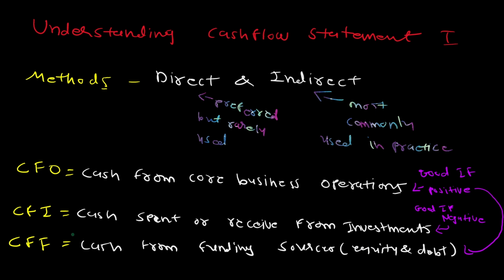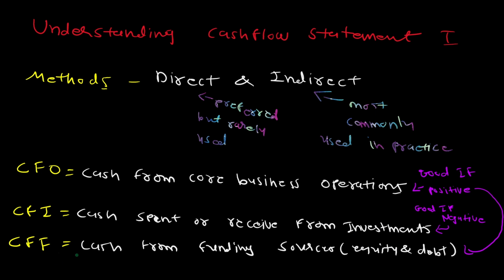Then the second is the cash flow from investing. It means the company is selling its long-term assets and receiving cash. That's why it's positive. But if it's negative, then it's okay. It should be negative because it's investment.